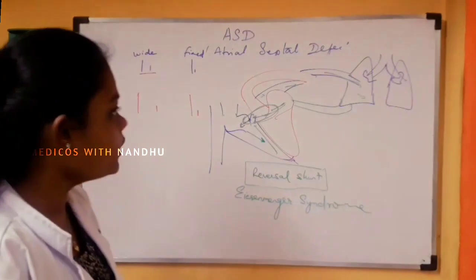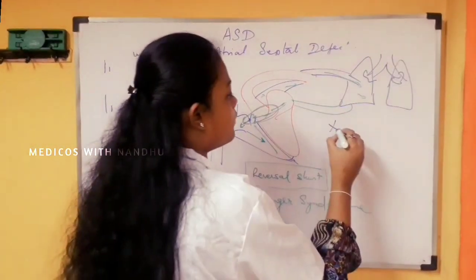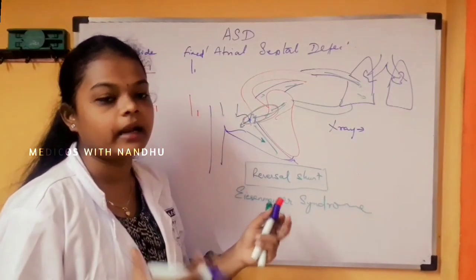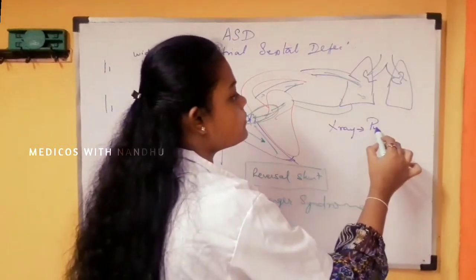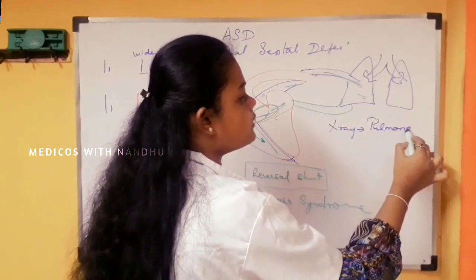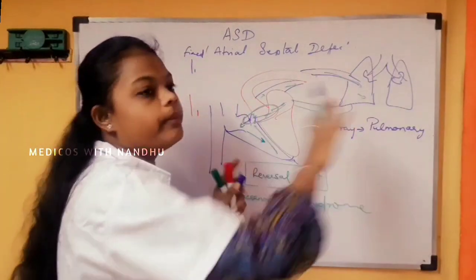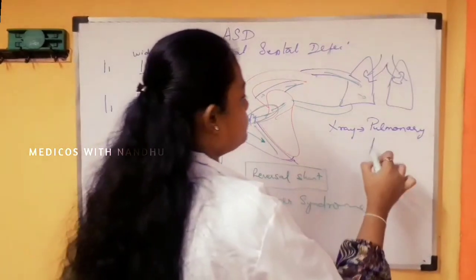Okay, and coming to diagnosis, in X-ray there will be enlargement of the heart, enlargement of the pulmonary arteries, and mainly pulmonary plethora. Pulmonary plethora means there will be increased perfusion, a greater amount of blood circulating in the lungs. So that is pulmonary plethora.